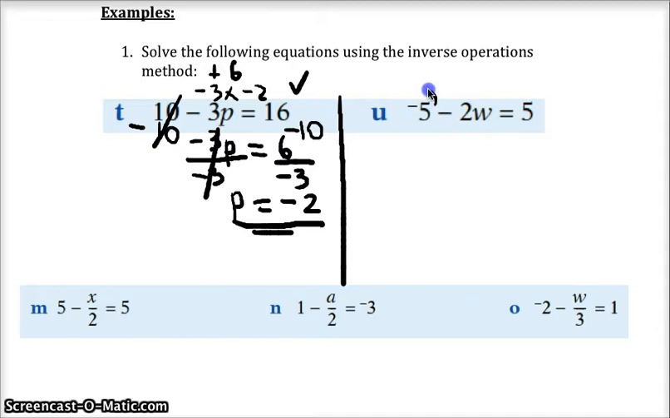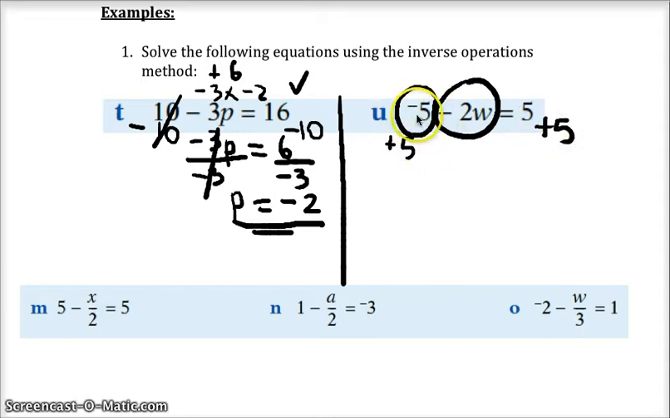Okay, so in this equation, I've got a minus 5. Sorry, in this term, I've got a minus 5. In this term, I've got a minus 2w. And in this term, I've got a plus 5. So I've got a minus 5 here. If I want to get rid of it, I'm going to need to plus 5 to both sides. Remember, whatever you do to one side in an equation, you have to do to the other.